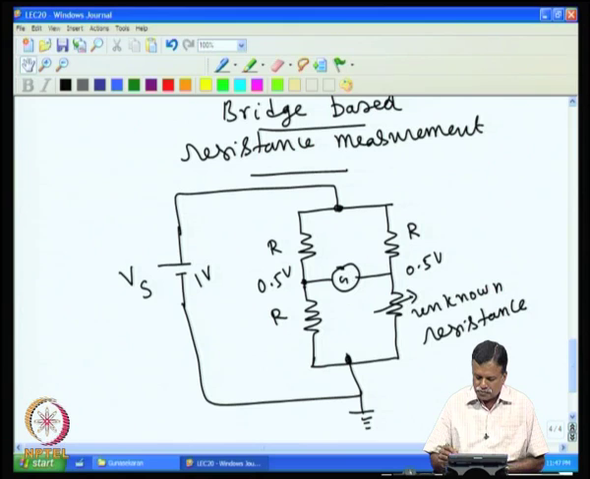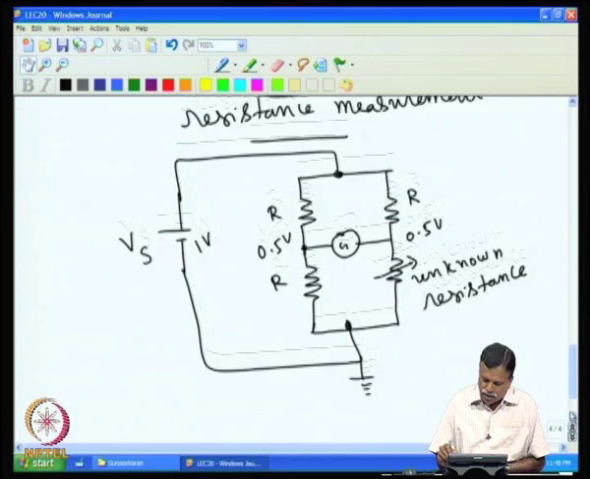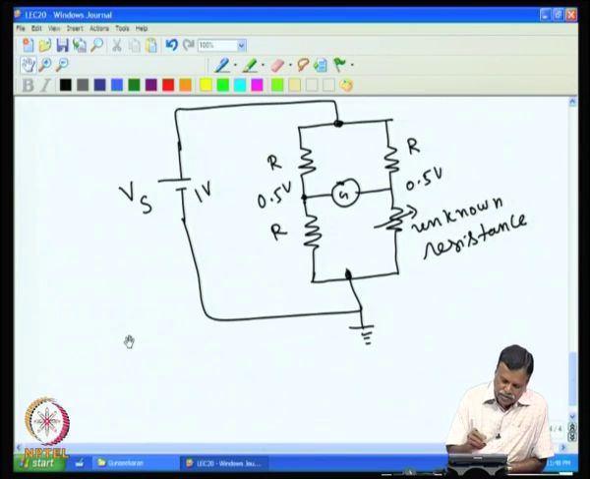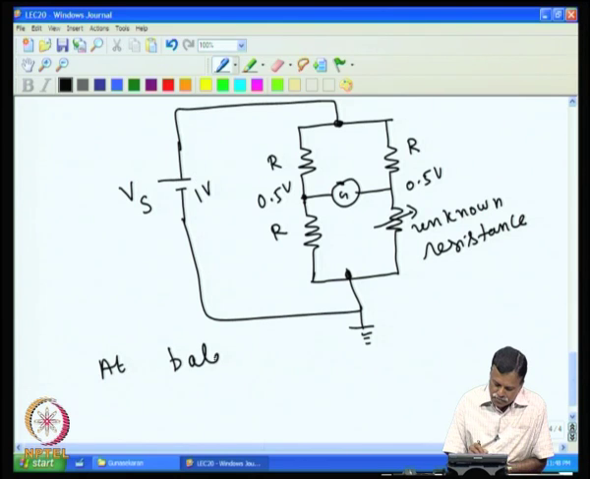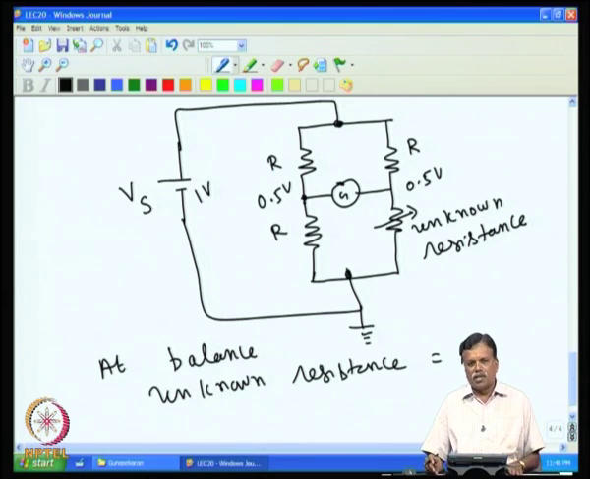Now, when the bridge is balanced, we can take the resistance value here as equal to the one here. So at balance, the unknown resistance is equal to R. Unknown resistance equal to R. This is the basic Wheatstone bridge.